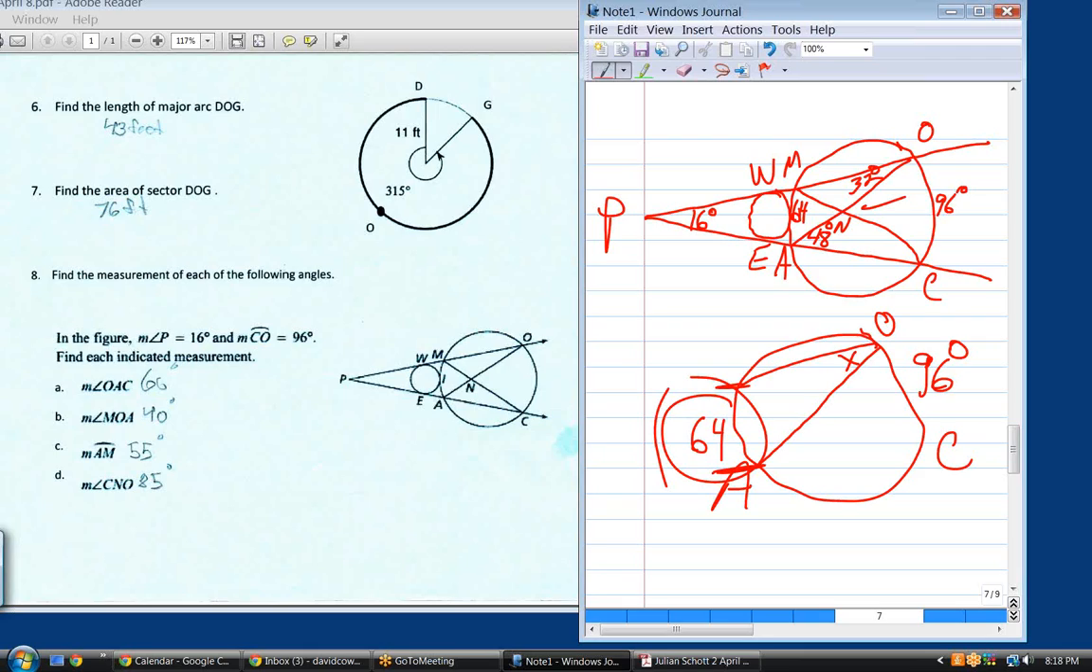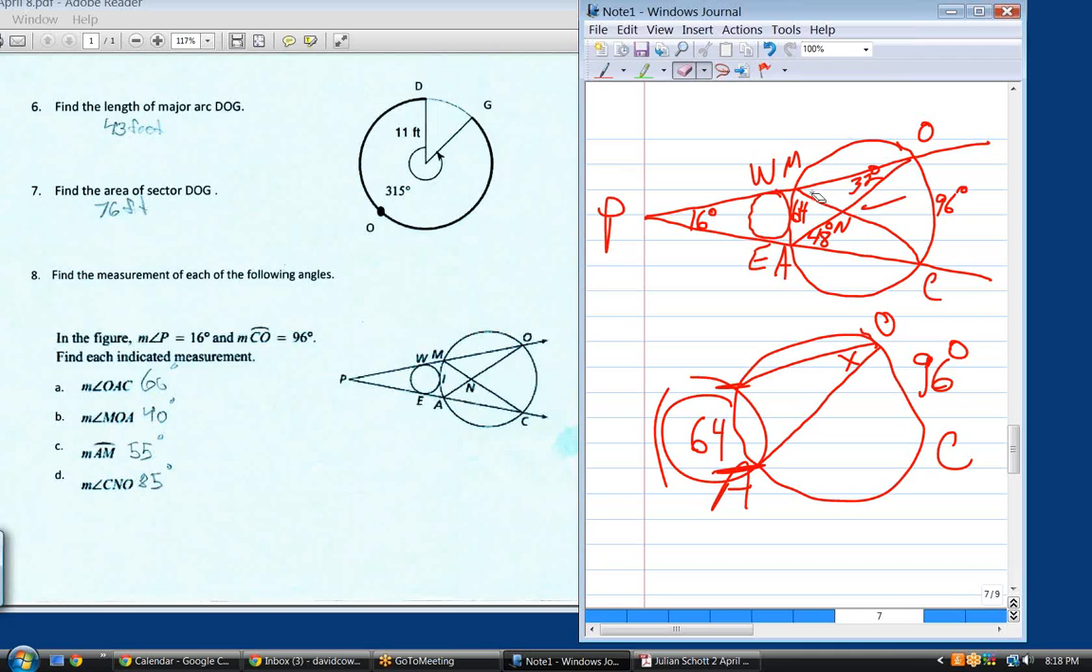I'm trying to figure out how to do it. I'm not sure I know. Ah, I just figured it out. What's this angle right here that I just circled? Which angle? Right there? Yeah, this one right here.